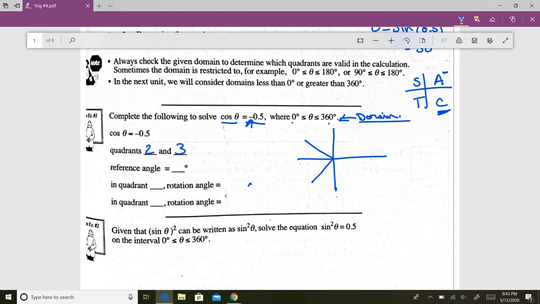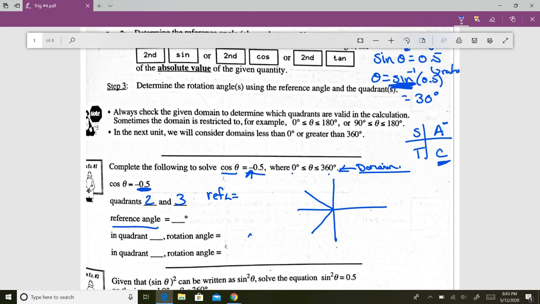Now, second thing is you need to find the reference angle. This is going to be the same process for almost every question. So the reference angle, to do that, because we know the ratio, we do the cos to the -1. Just like up here, we did sine to the -1. We're going to do cosine to the -1, but here's the trick. You don't take the negative. You only take the number. The negative just tells you which quadrants you're in. The number, 0.5, will tell you what the angle is. In fact, it'll tell you the reference angle. And if you do that on your calculator, you should get 60 degrees.